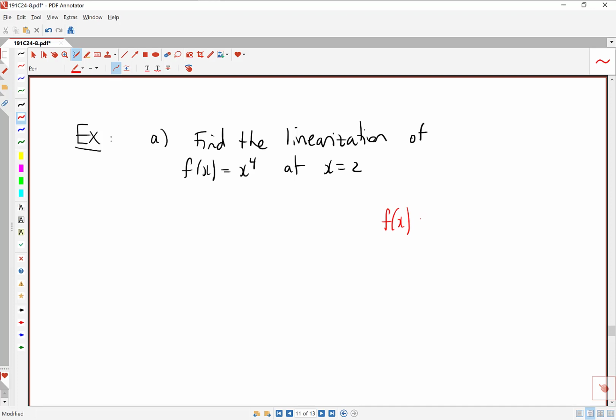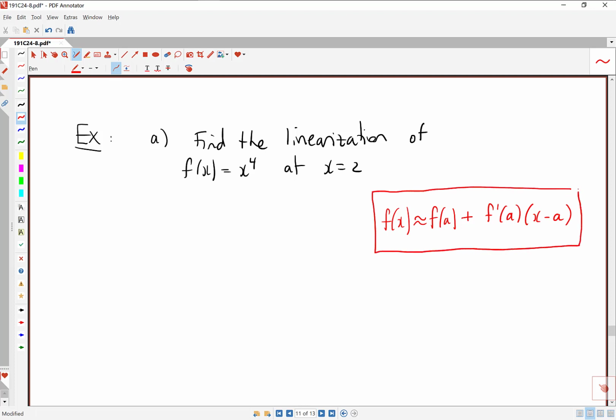So the formula is f of x is approximately f of a plus a little bit of error. And the error looks like a derivative, specifically f prime of a, times a little bit of change in the x value, which will come from x minus a. So that's our formula there.